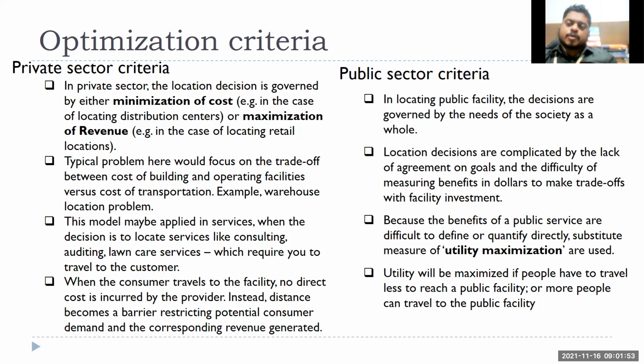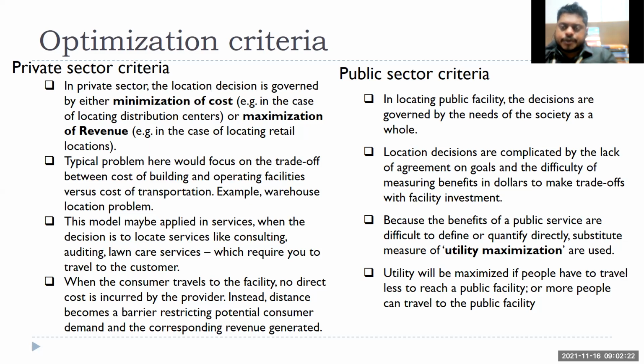Same thing when I talk about private hospitals, private schools, private transportation, right? My two optimization criteria will be minimization of cost and maximization of revenue, right? So I should get the maximum number of customers while minimizing my cost. So cost will come from services, maybe the employee cost, maybe the rental cost, maybe the electricity cost, right?